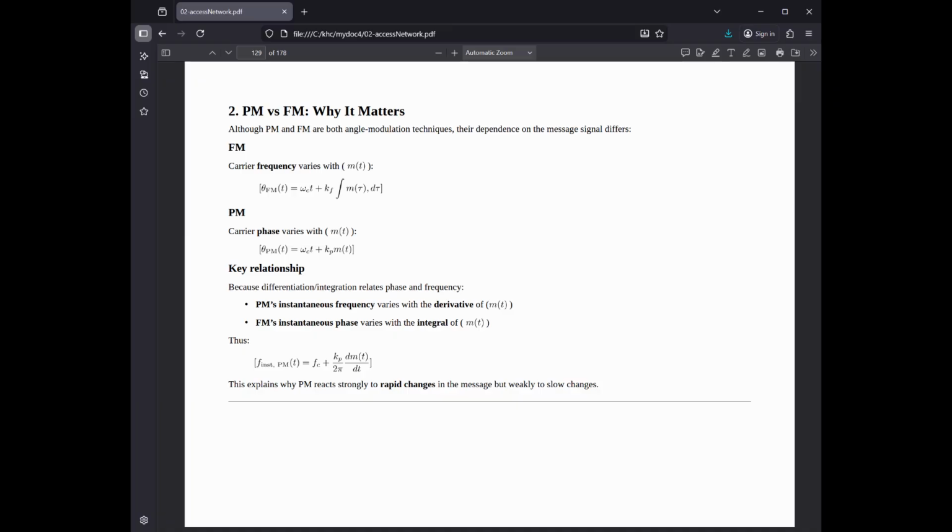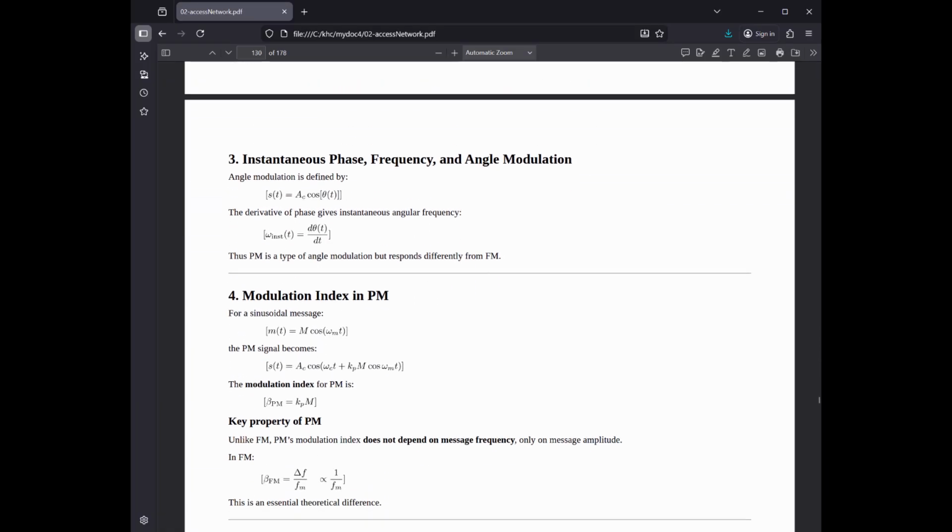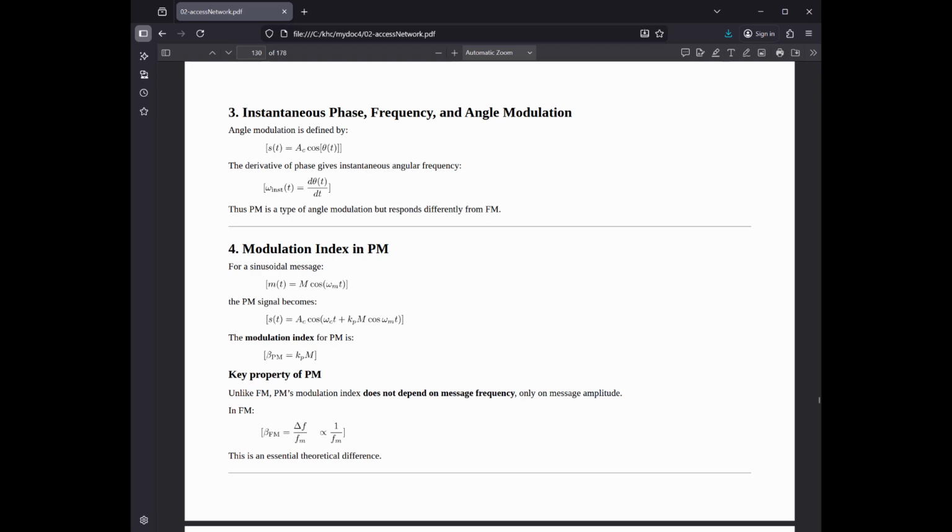Digital evolution, phase shift keying, PSK. In the digital world, PM becomes phase shift keying, PSK. Instead of a smooth analog curve, the phase jumps between discrete values to represent bits. BPSK, binary PSK, uses two phases to represent 0 and 1. QPSK, quadrature PSK, uses four phases to represent 2 bits at a time, 00, 01, 10, 11, doubling the data speed.